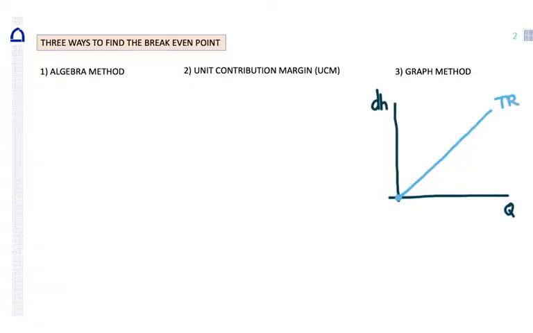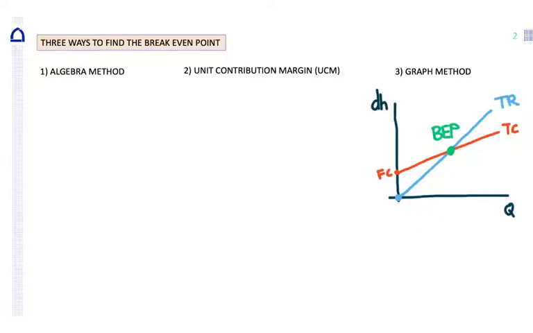Then we have a cost graph, which always starts at the fixed cost, which would be rent and salaries, and it also goes up the more you sell. Okay, so any kind of business graph is going to look like this, and the key thing is where the revenue is exactly equal to the cost, that is called the break-even point.